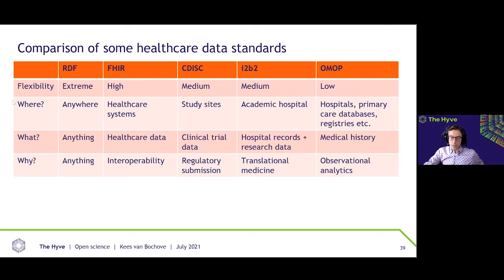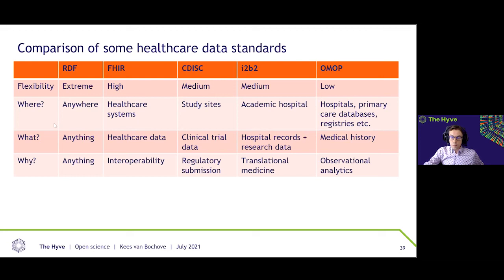A framework that I sometimes like to use to compare data standards is a very simple one. Maybe you know the 8 W's of project management, but this is just to ask, where does this data come from? Where is it generated? What is the original context? So for FHIR, for instance, typically those are healthcare systems that expose FHIR endpoints for interoperability purposes. In CDISC, I would be gathering my clinical trial data at the sites. I2B2 is typically used in the context of an academic hospital, and OMOP is used in many different types of databases.